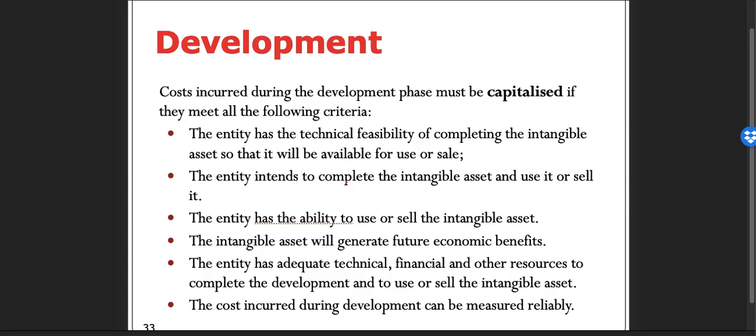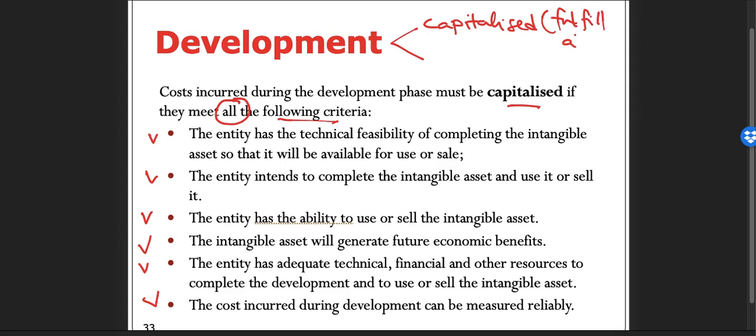Costs incurred during the development phase must be capitalized if they meet all the following criteria. So only if you meet these 6, 1, 2, 3, 4, 5, 6, you must meet all 6 criteria, then only you can capitalize development. Meaning that for the treatment of development, either you can capitalize if you fulfill all 6 conditions, okay, or if you do not fulfill any of the conditions, therefore you need to expense off into SOPL. Okay, so what are the 6?